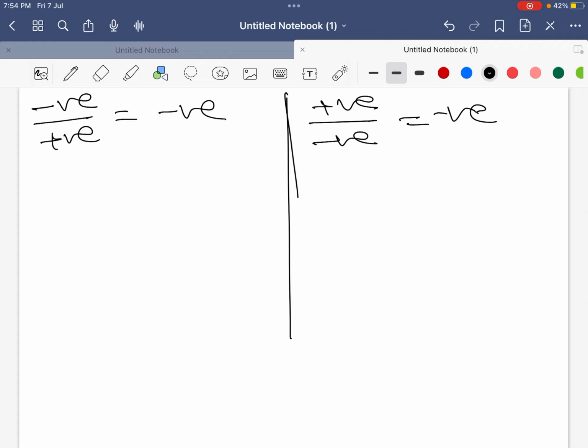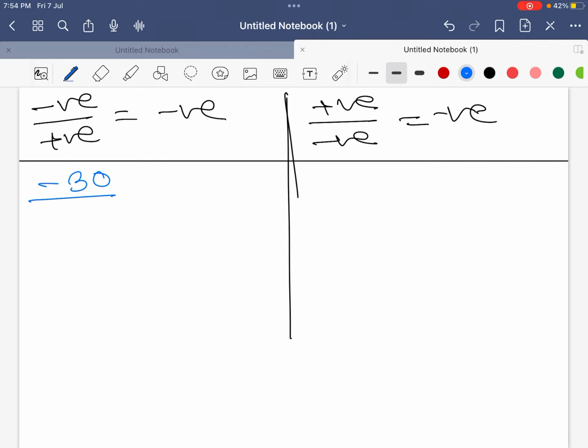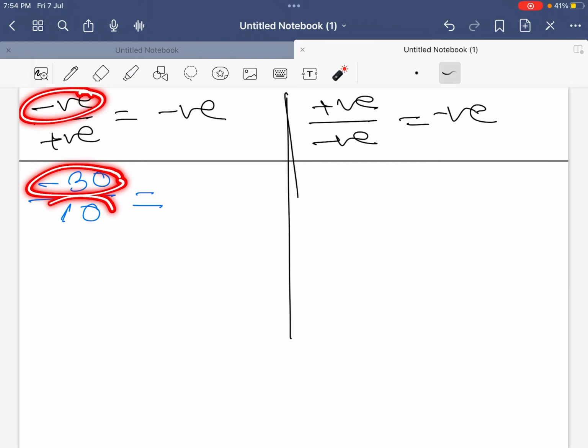Now let's talk about a few examples. Just write down the first example. Once again, we are solving simple ones, and then we will move to the little bit difficult. So write down minus 30 divided by plus 10. Clear? If you observe this case, the numerator is negative and the denominator is positive, so this is the example of the previous or first property.